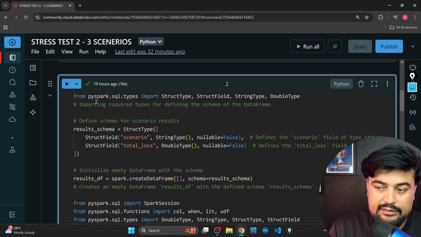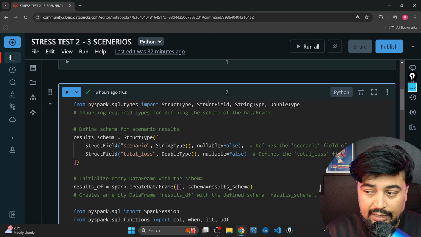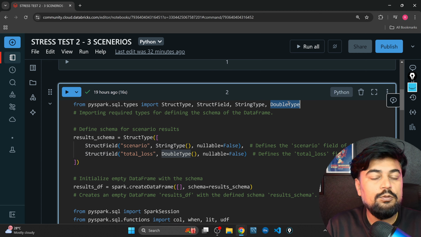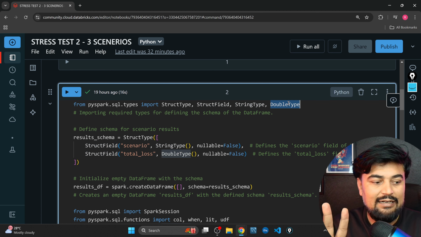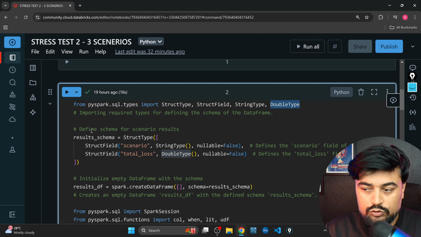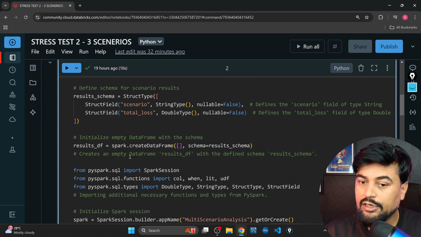The first thing is: from pyspark.sql.types import StructType, StructField, StringType, DoubleType. In this particular code, we are going to create 3 scenarios for the stress testing so that you can understand all 3 of them. So in the first step itself, I am defining the schema for scenario results. Now, what are the scenarios? I already told you, right?